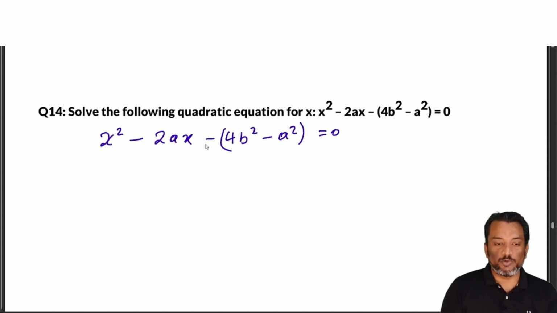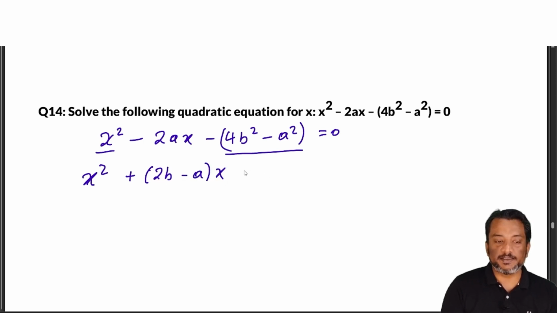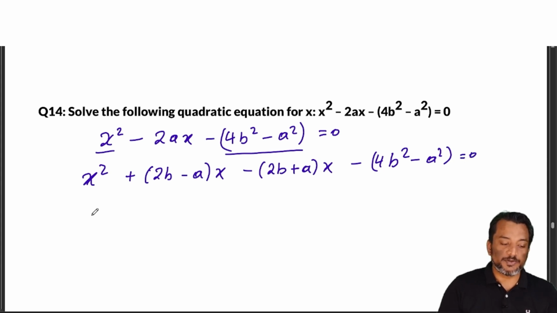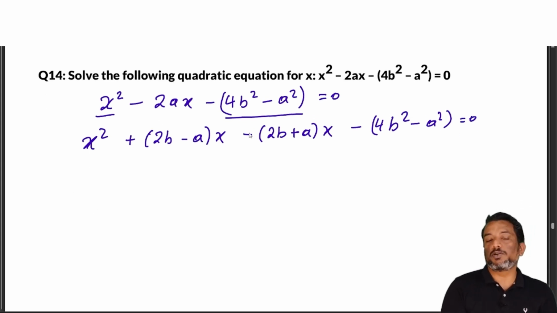So we have to solve it. Again you have to use the splitting of the middle term. Based on that we can say here x square, this whole thing is a constant, and this is your coefficient of x square. We can write 2b minus a times x, minus 2b plus a over x, minus (4b square minus a square) is equal to 0. That way we can write it based on the splitting of the middle term.